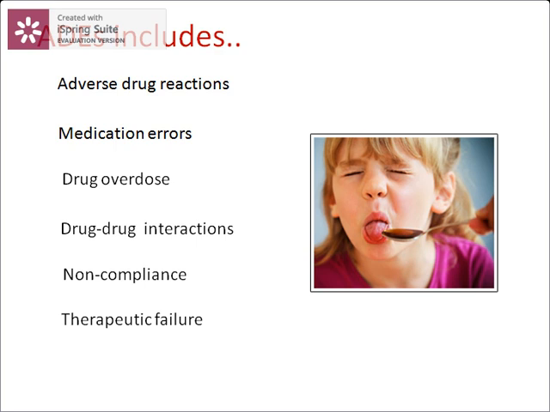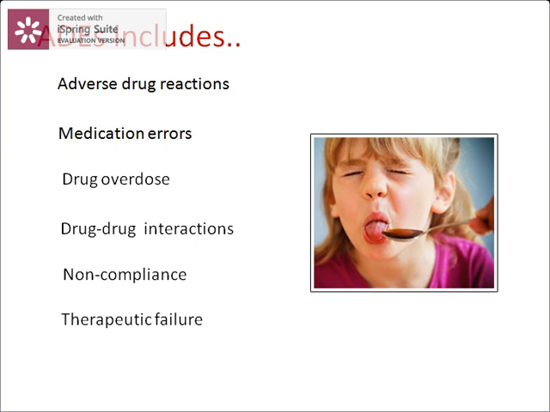For example, phenytoin and phenobarbital are both anti-epileptic drugs. If taken simultaneously, they induce each other's metabolism and decrease the effect of each other. So adverse drug reactions, medication errors, drug overdose and drug-drug interactions are the types of adverse drug events associated with safety, while non-compliance and therapeutic failure are associated with the efficacy of the drugs.